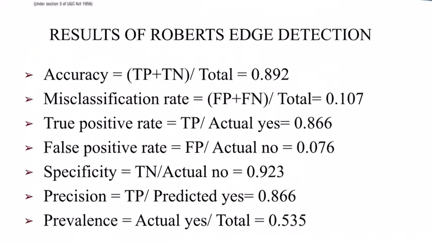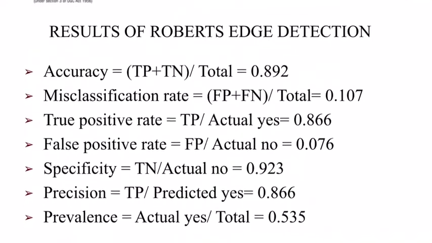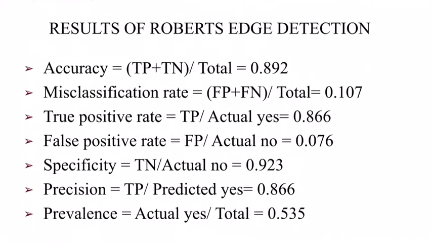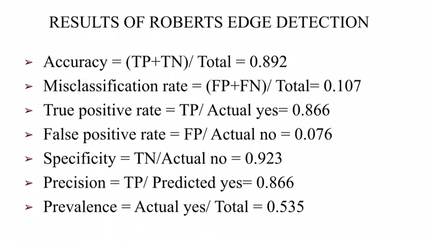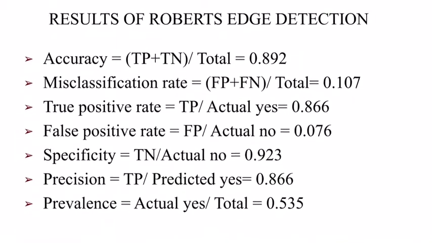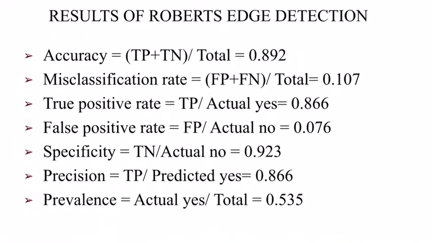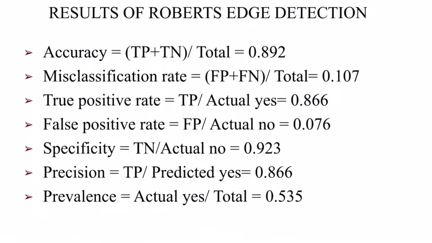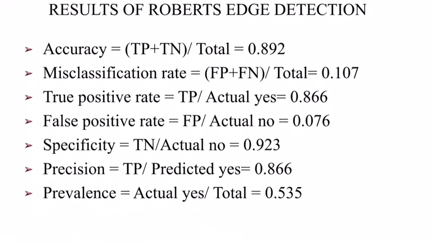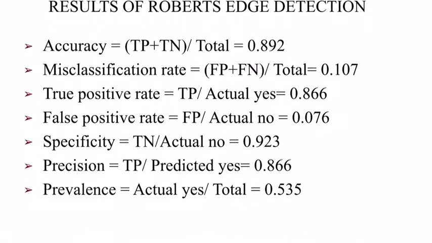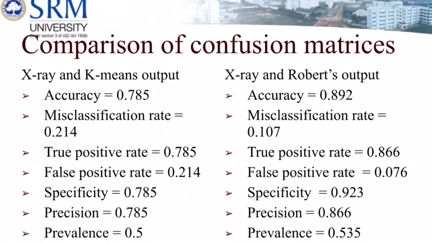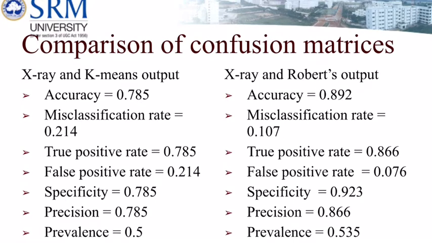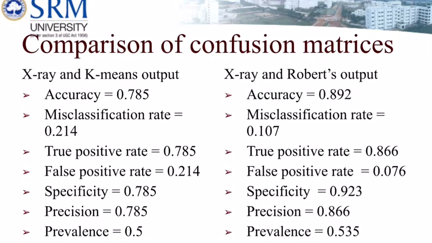While evaluating the performance of the Roberts edge detection algorithm using the confusion matrix, we obtained an accuracy of 0.892, misclassification rate of 0.107, true positive rate of 0.866, false positive rate of 0.076, specificity of 0.923, precision of 0.866, and a prevalence of 0.535.